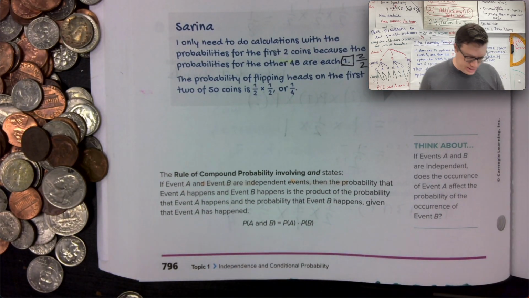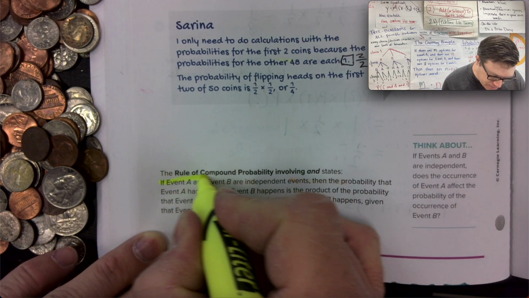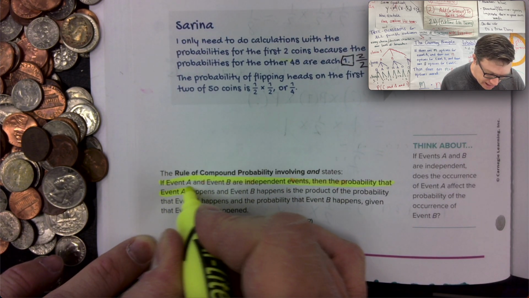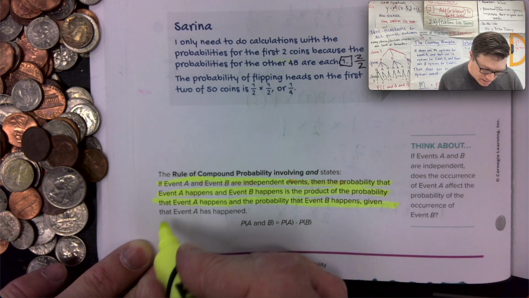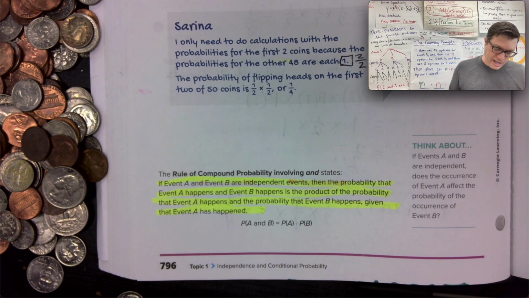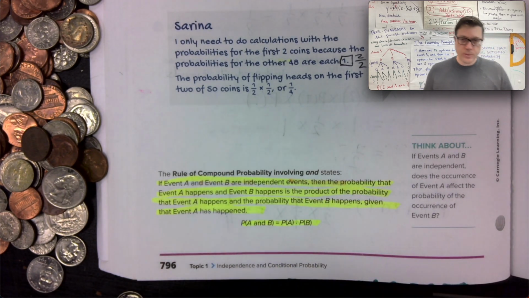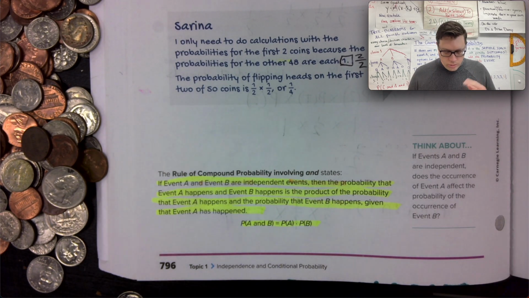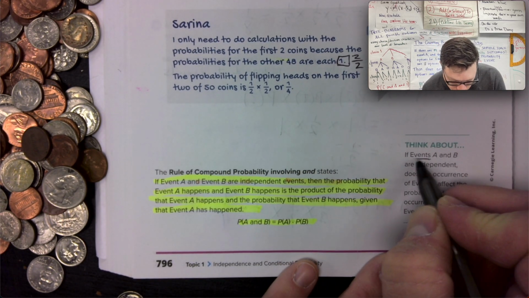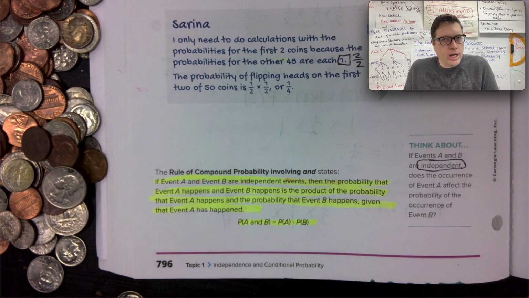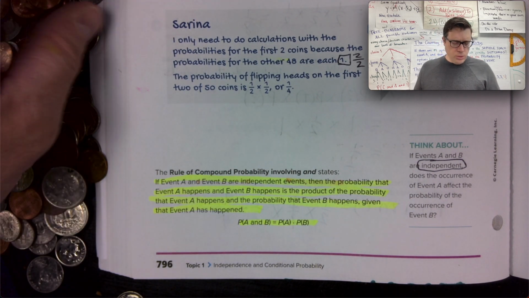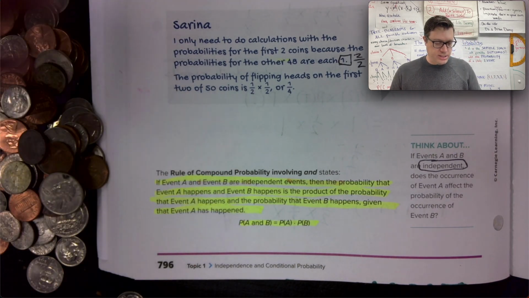A rule of compound probability involving AND states: if event A and event B are independent events, then the probability that event A happens and event B happens is the product of the probability that event A happens and the probability that event B happens, given that event A has happened. Or this way, you multiply the 2 probabilities. That only definitively works with no issues when independence has happened. We're going to need to be very careful with what happens when we have dependent situations, but maybe we'll see how they're very similar. So page 797 is the next video for us to watch.